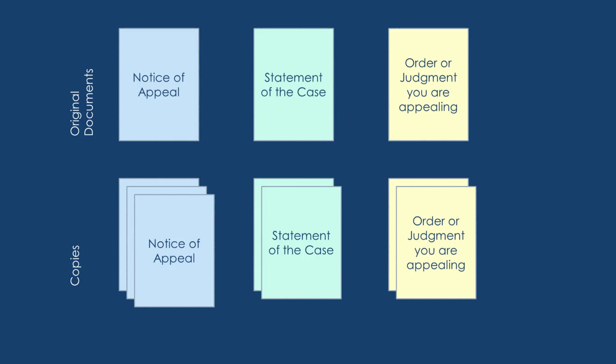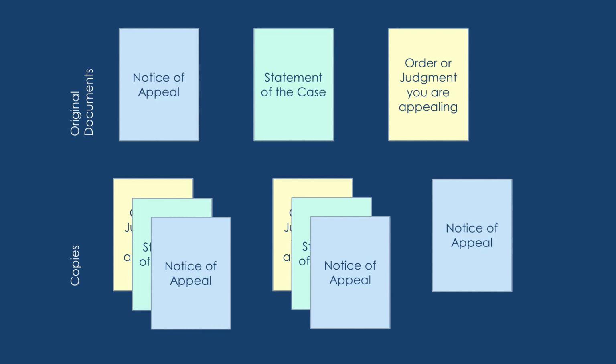If there is more than one other party in your case, you will need to make additional copies of each document. Separate the originals into one pile. You will file the originals with the Clerk of Appellate Courts, along with a copy of the decision you are appealing. Separate the other documents into sets, with 1 copy each of the Notice of Appeal, Statement of the Case, and the decision you are appealing.